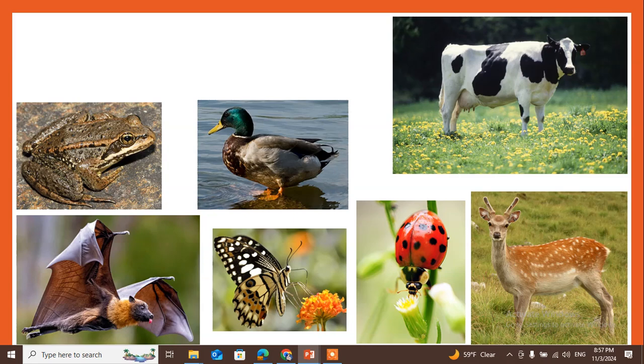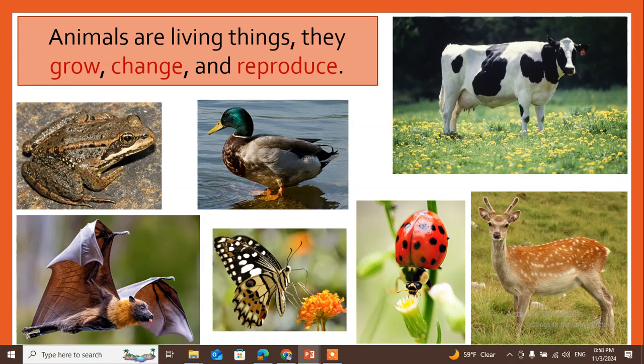And as we've studied before, animals are living things. They grow, change, and reproduce. Now the question is, what does reproduce mean?